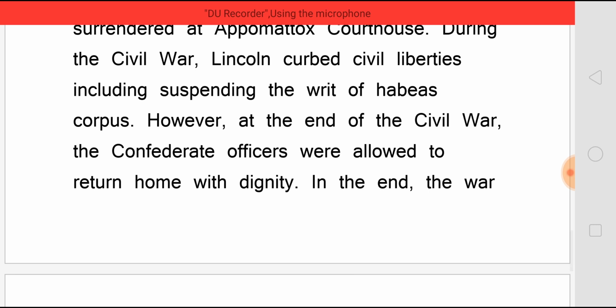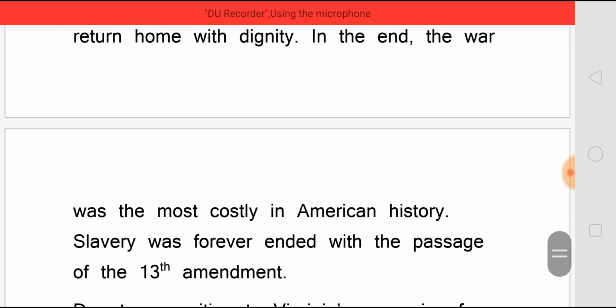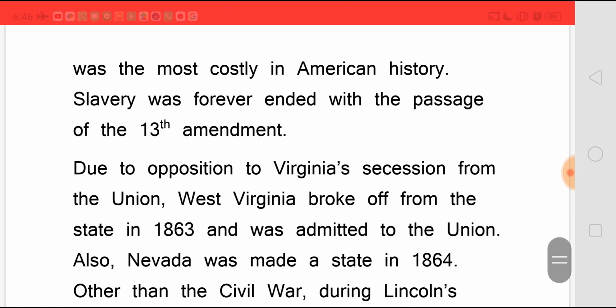During the Civil War, Lincoln curbed civil liberties, including suspending the writ of habeas corpus. However, at the end of the Civil War, the Confederate officers were allowed to return home with dignity. In the end, the war was the most costly in American history. Slavery was forever ended with the passage of the 13th Amendment.